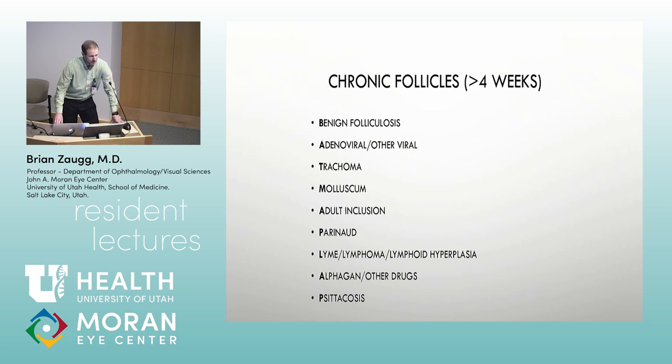The term chronic in a follicular reaction is technically over 4 weeks. Somebody came up with this mnemonic, BAT, MAP, LAP, to try to remember them all. I was never very good at remembering these lists of things, but the main ones are going to be viral, and then things like trachoma, like chlamydia. With molluscum, you're always going to want to look at the lid margin looking for molluscum lesions, and then there's a bunch of other random ones that don't come up as much.